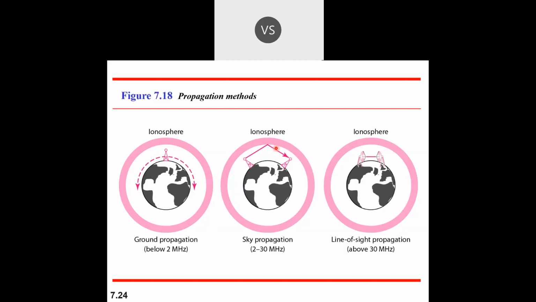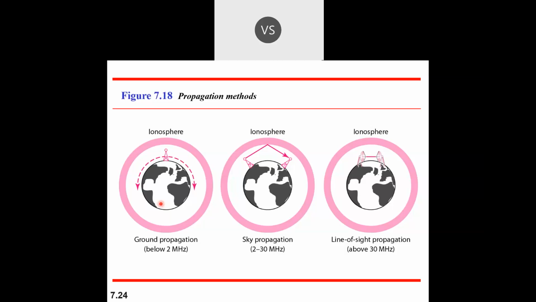There are three types of propagation: ground propagation, sky propagation, and line of sight propagation. In ground propagation, whatever signal is sent from a particular tower is transmitted along the ground. The ground is considered as zero, and the electromagnetic wave is sent accordingly. TV channel and radio channel transmissions are considered ground wave propagation, up to 2 megahertz.